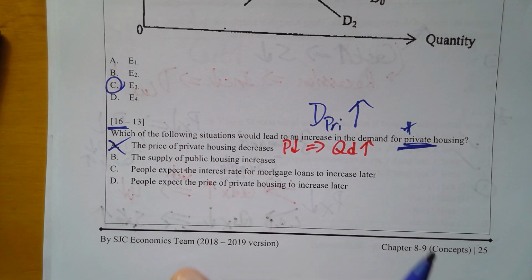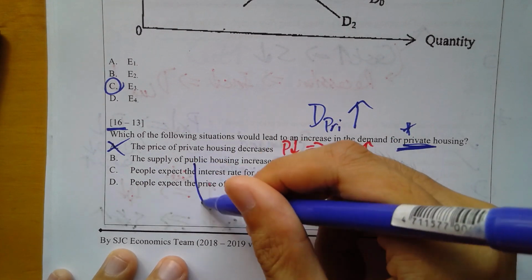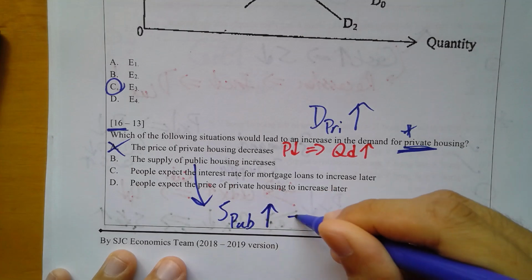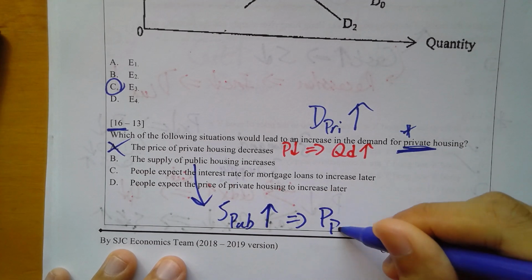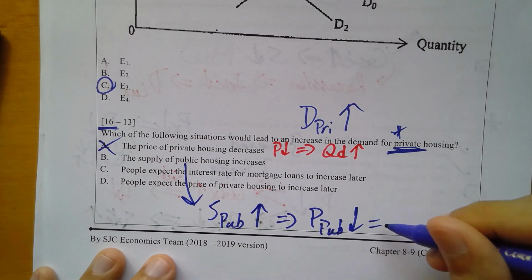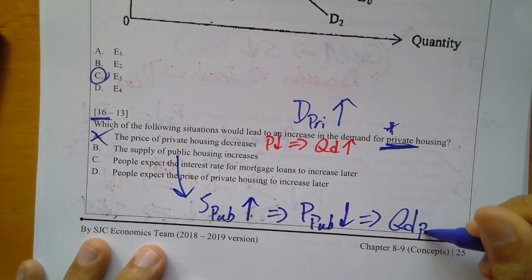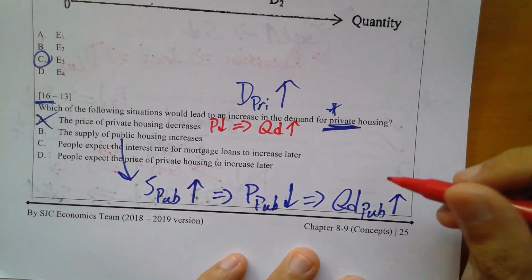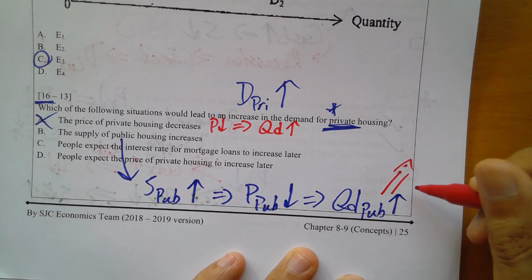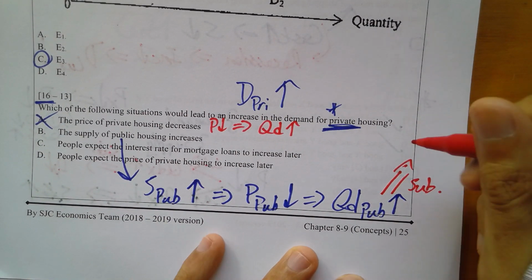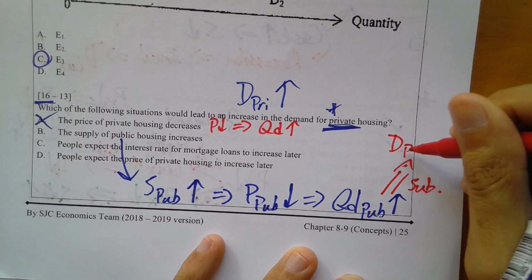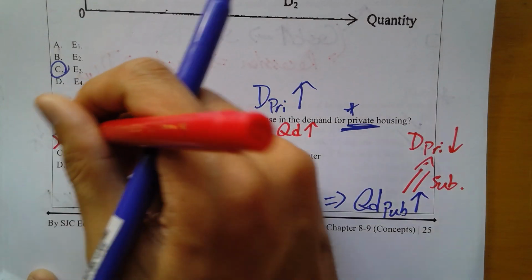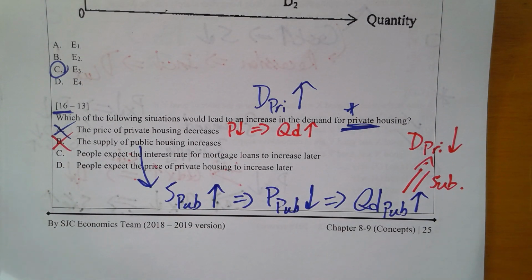Supply of public housing increases. Let's see. When supply of public housing increases, that means price of public housing would decrease. QD of public housing would increase. Now, because public housing and private housing are in a substitute relationship, demand for private housing would actually decrease. Unfortunately, also not the answer we are looking for.